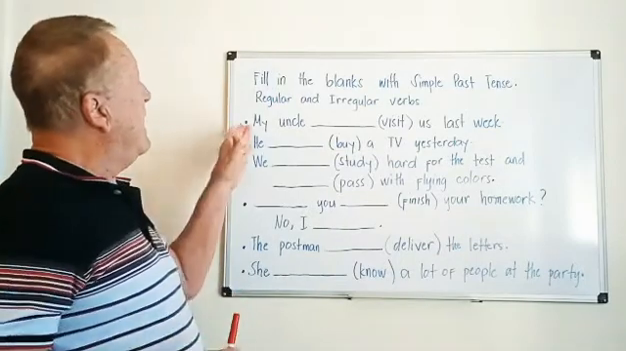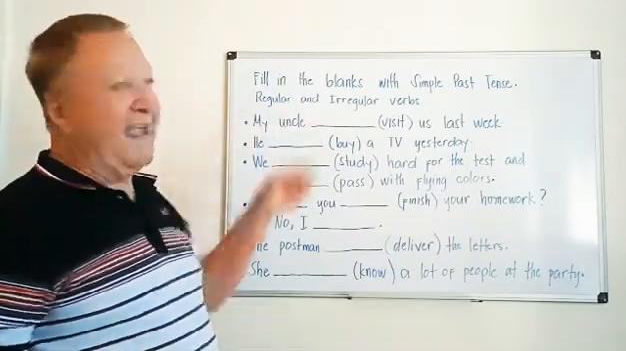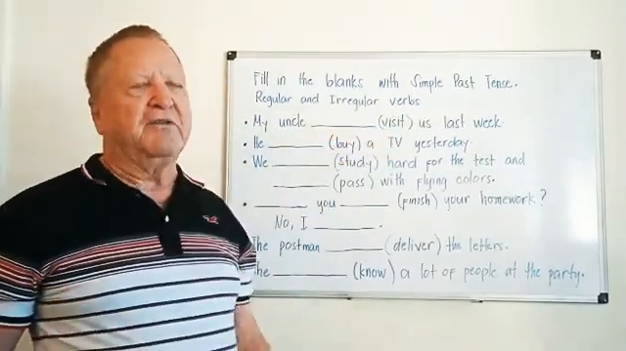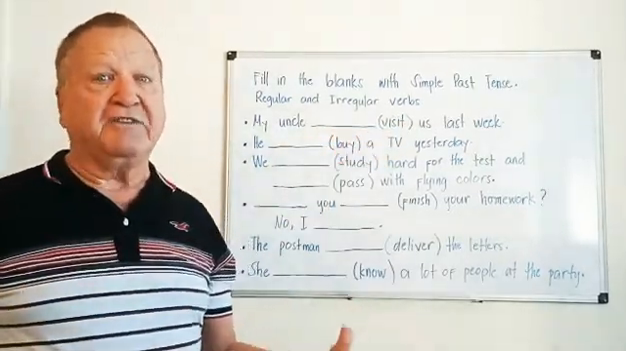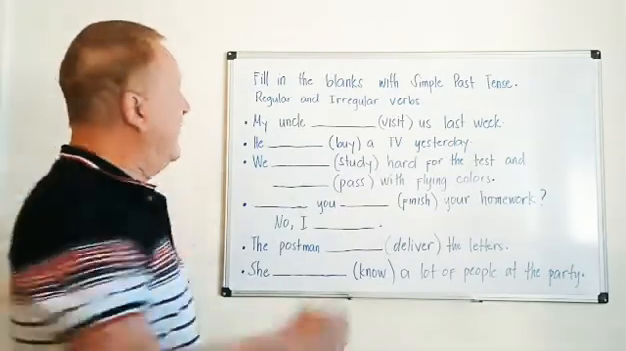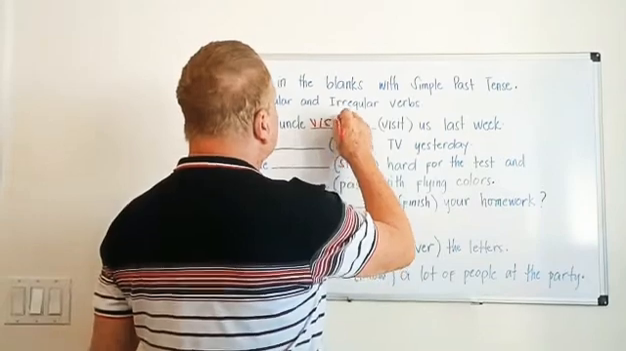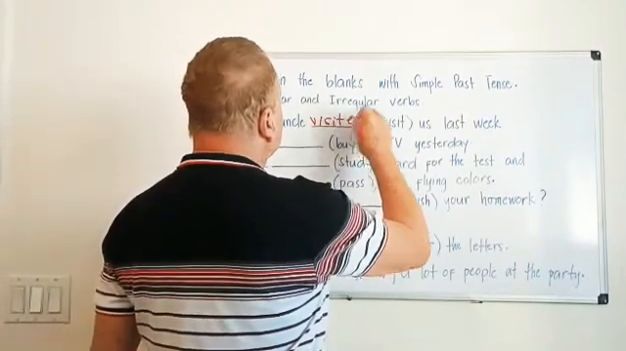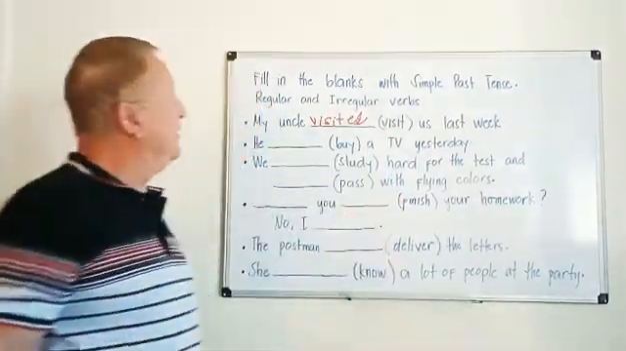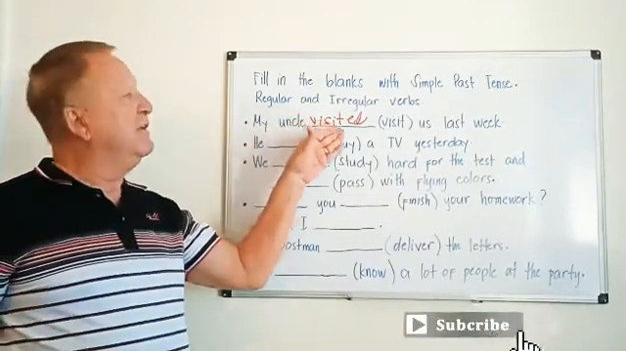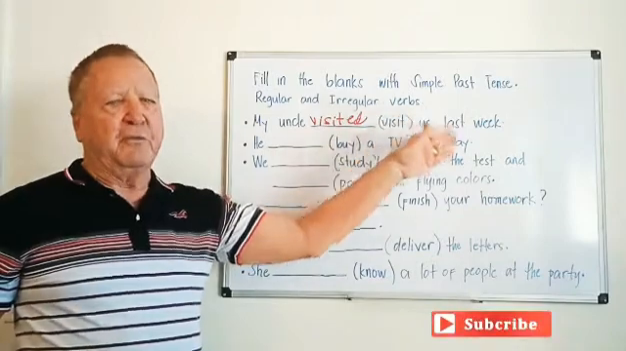Fill in the blanks with simple past tense, regular and irregular verbs. First one is, my uncle blank visit us last week. So it's a past tense action, is it not? So all we're going to do with this one is just add an ed and make it visited. My uncle visited us last week.